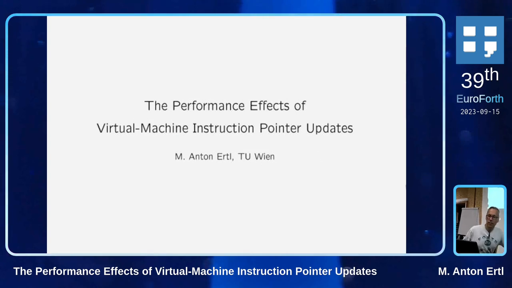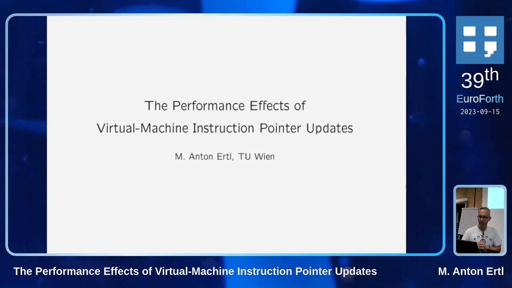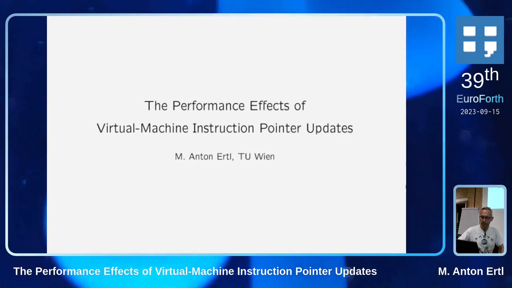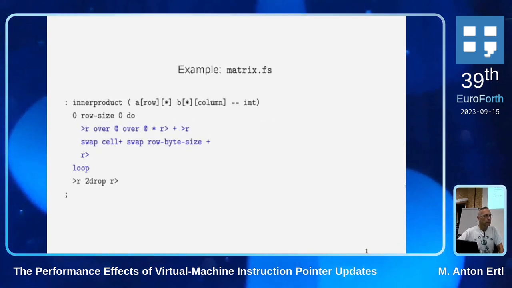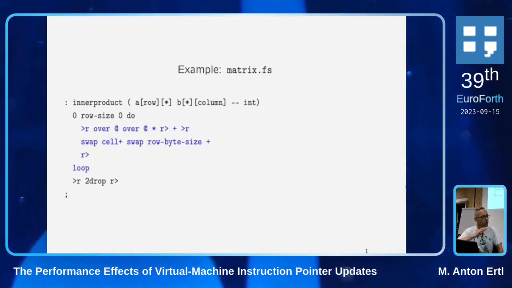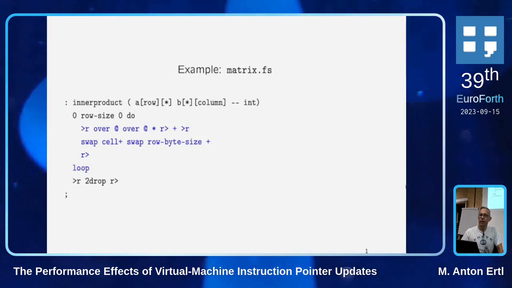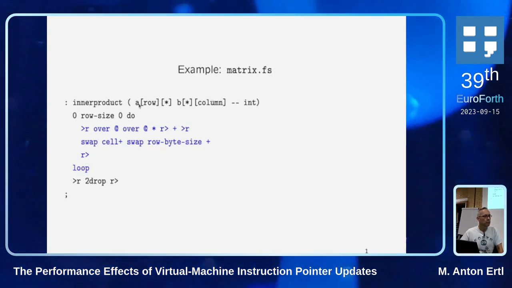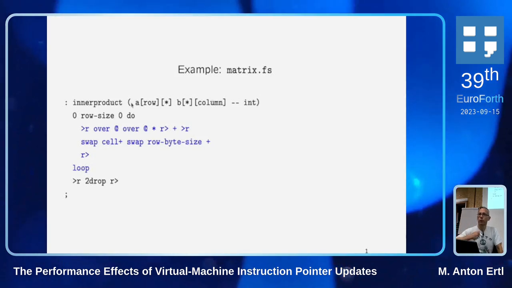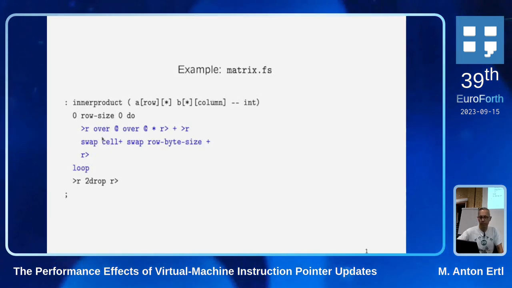So this talk has a very scientific sounding title, and that's for a reason, because as you will see, we are going to be discussing scientific questions. Basically, I'm going to work on an example at first, which is from the matrix benchmark, the inner product. The inner product word is the inner loop of this benchmark, and the actual inner loop is visible in blue here.